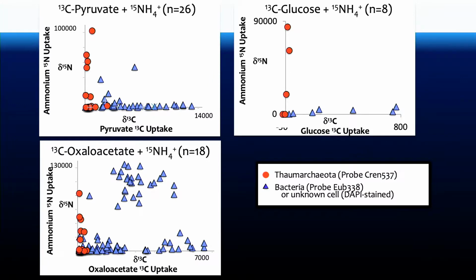Interestingly, the 15N incorporation from ammonium is often higher in the archaea than it is in the bacteria, which is a little surprising because most people think of them as growing more slowly, yet they have this much higher 15N incorporation.